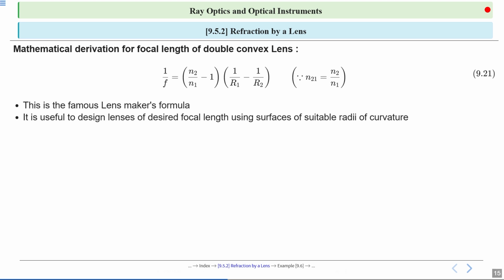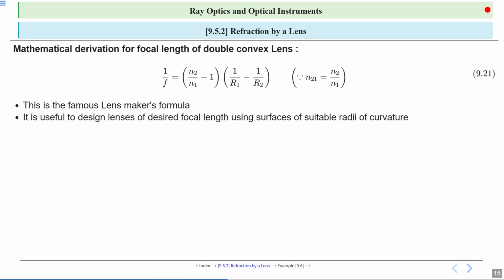That's why it's called lens maker's formula. Lenses are made of different focal lengths. In your spectacles also, lenses are being used. They are of different focal lengths according as required, according to your vision, according to the defect in vision. So those lenses have different focal lengths and different radii of curvature.